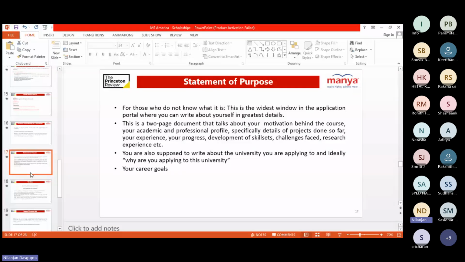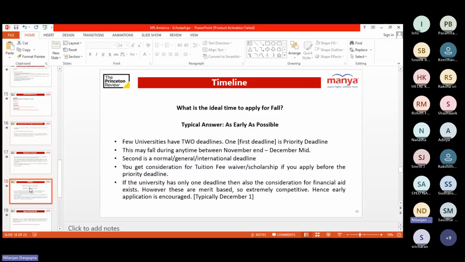Finally, the timeline. We are in the middle of October. If you're looking at fall 25, let me tell you, from the first week of December onwards, the application deadlines will begin. Effectively, that means you are 1.5 months away from your deadlines. But of course, the deadlines will go on till March or April, even for international students. But earlier the better. I normally recommend my students to finish their application by, say, the first week of December.